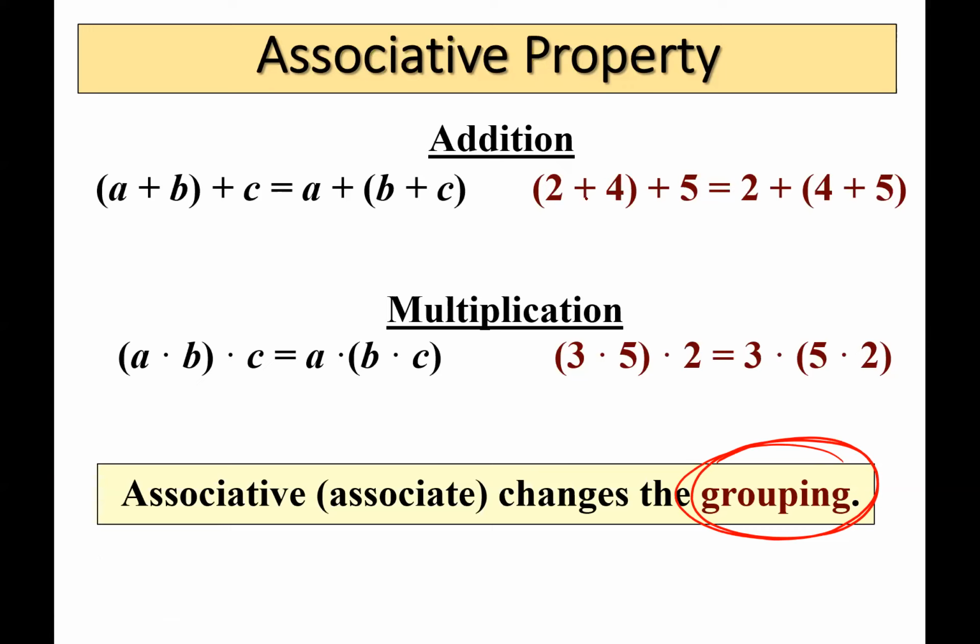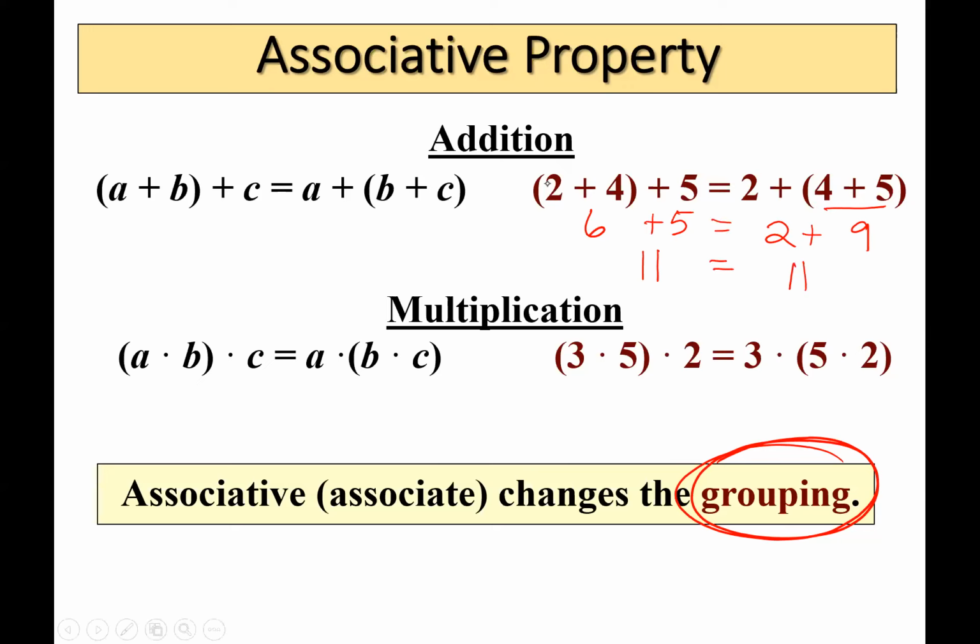Let's simplify that. 2 plus 4 is 6. 6 plus 5 is 11. Okay. Now, on the other side of the equal sign, we also have 2 plus 4 plus 5, but on the other side, it goes like this. 2 plus, and then parentheses, 4 plus 5, close parentheses. So if I simplify the parentheses first, 4 plus 5 is 9. So on the other side of the equal sign, I'm writing 2 plus 9, but look, it's also 11. So both sides are, in fact, equal to each other.